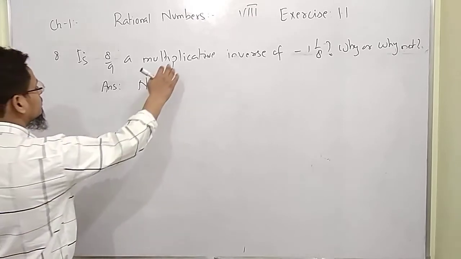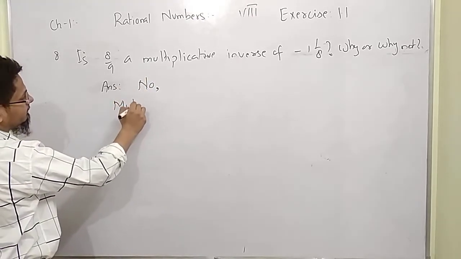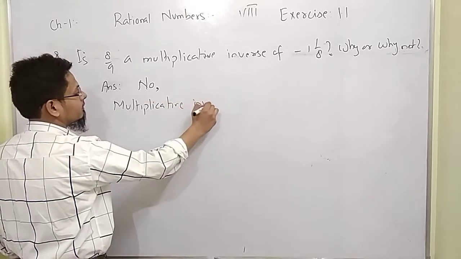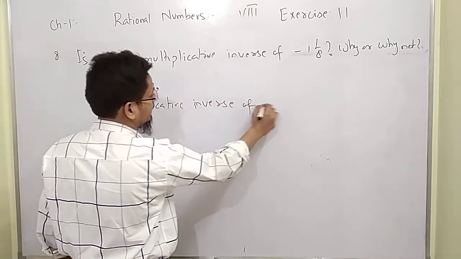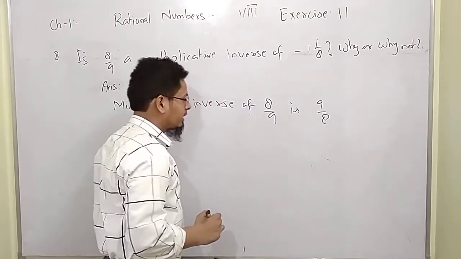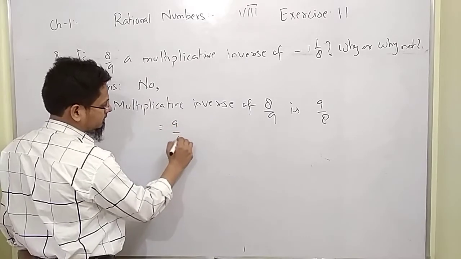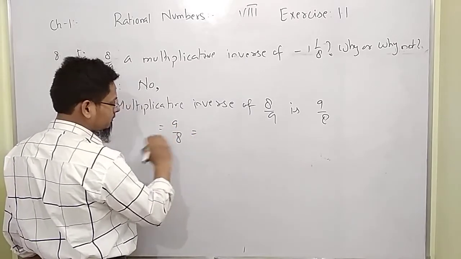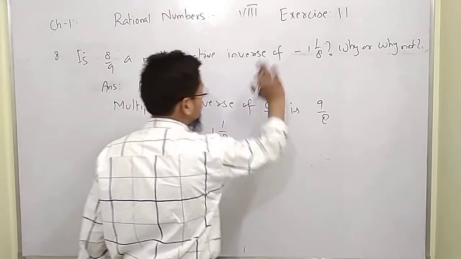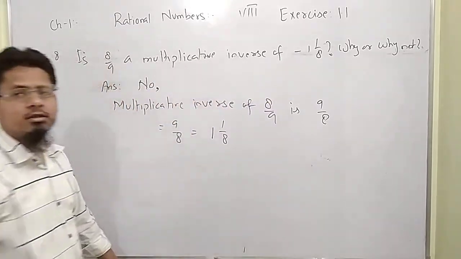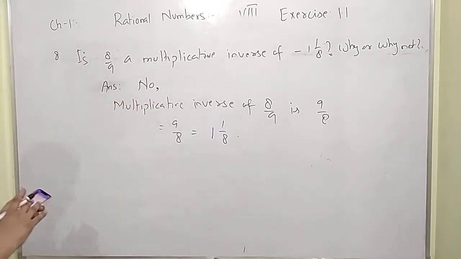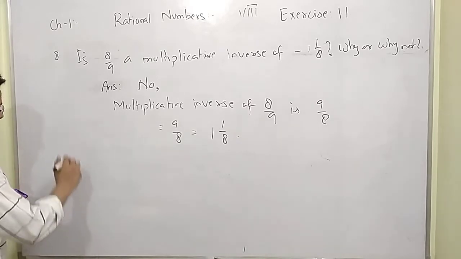Why is it no? So I'm saying the multiplicative inverse of 8 upon 9 is 9 by 8. Okay, and 9 by 8, if we divide, is equal to 1 whole 1 upon 8, right? The minus will not come there. Here the minus sign is with it. That is why the answer is no. Full stop. This is the final answer. Okay. And now the next is question number 9.